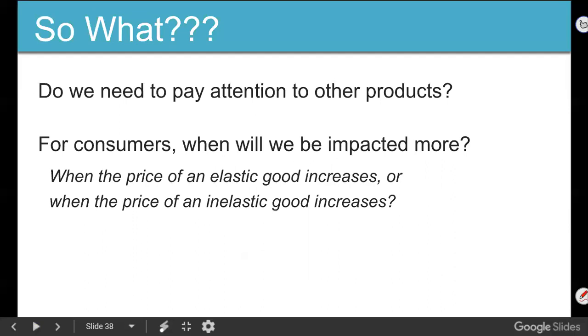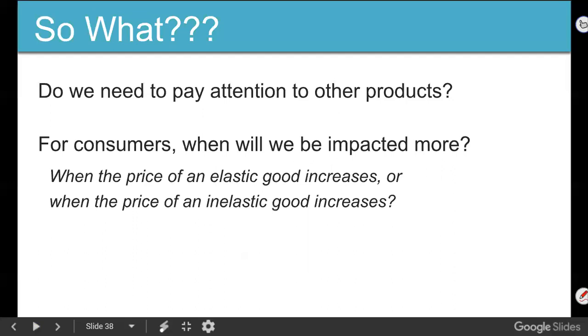So what products do we need to pay attention to? Is there any kind of relationship there? And for us as consumers, it's a little bit nice to be thinking about how that's going to impact us, about what's going to happen if I've got an elastic good and price goes up, or if it's an inelastic good and price goes up. Is it an elastic good and price goes up? Well, I got other options. If Coke goes up, I can drink more Pepsi. Coke goes up, I can drink Dr Pepper, I can drink Mountain Dew, I can drink Sun Drop, I can drink Sun Kissed Orange.